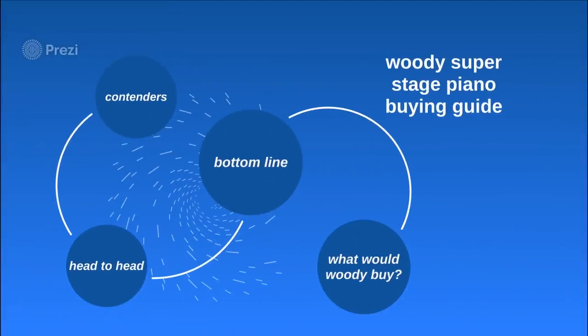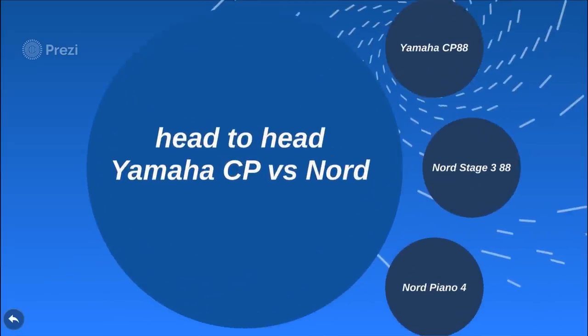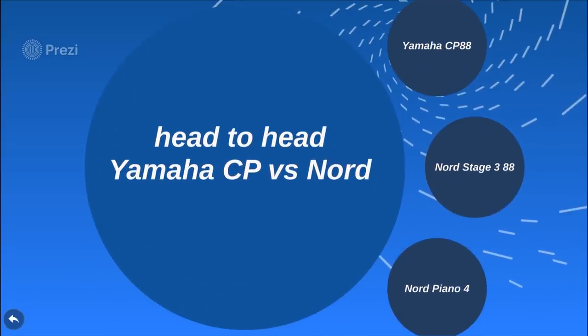Okay, let's dig into a little bit more detail on a couple of these keyboards. I'm not going to talk too much about the ones that I'm not familiar with, so you'll have to do your own research here. But if I zoom in here, the ones we're going to talk about now are the CP88. We're going to get rid of the 73s as well, because most of you are probably interested in the 88s, and I want to compare like with like. So the Yamaha CP88, the Nord Stage 3 88, and the Nord Piano 4 88. And I know all of these pretty well now, after having the CP88 for a month.